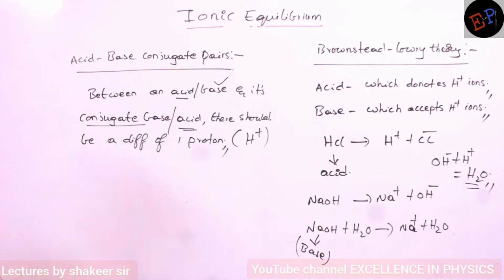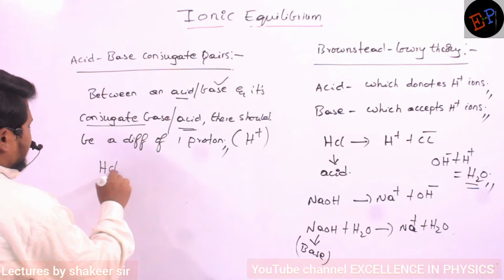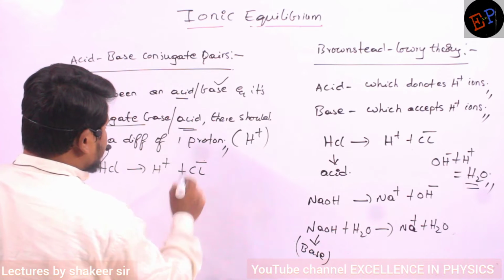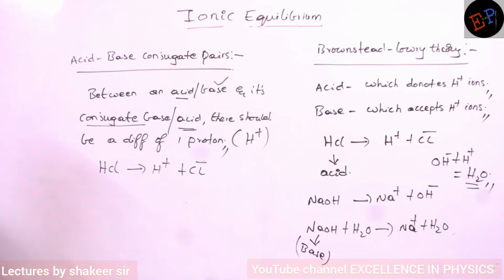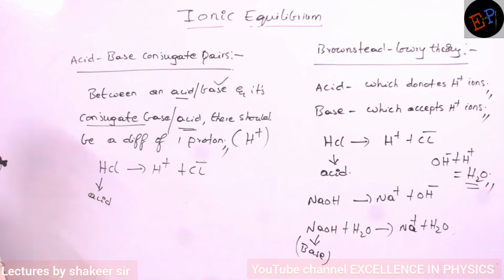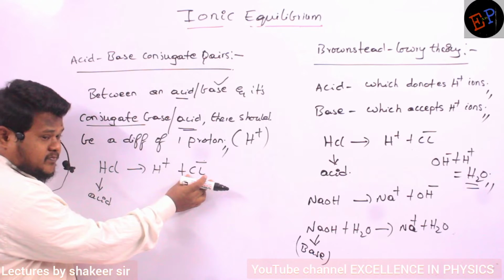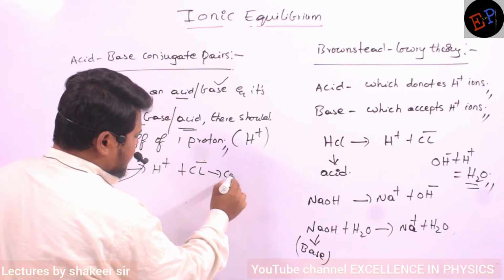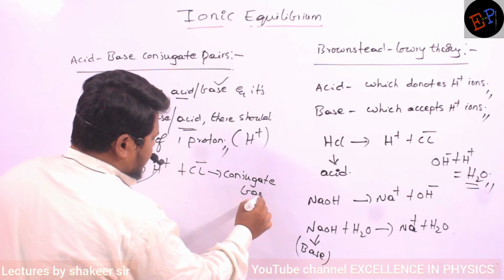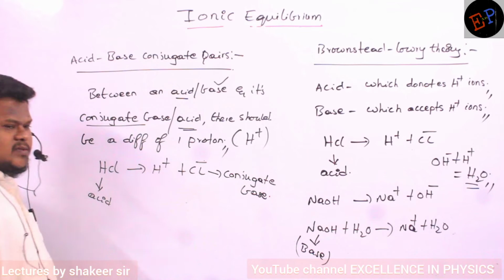Okay. For example, let us take the same example of HCl. HCl disintegrates into H+ and Cl-. Now HCl is what? HCl is definitely an acid, because it is giving H+ ions. Are you able to understand? And if you see this Cl-, I can call it a conjugate base. Now can you say why I am calling this one a conjugate base?